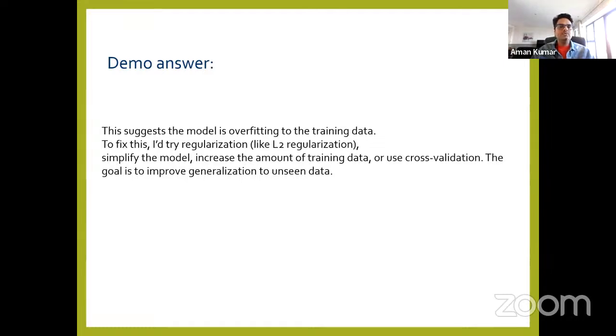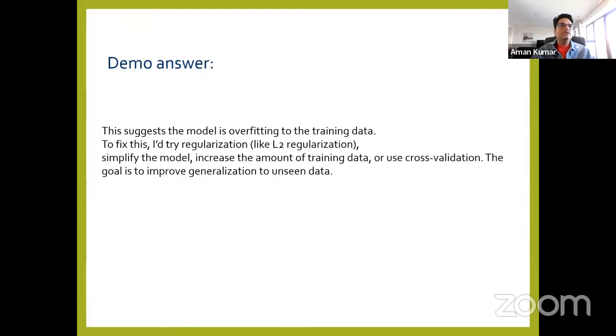The goal is to improve generalization to unseen data. So here in this answer, if you see, I'm covering my knowledge of overfitting. I'm covering, at a high level, various topics that can help to bring down overfitting. And in the last line, I'm covering what the objective is, how a model is said to be a good model. So I'm saying the goal is to improve generalization to unseen data.